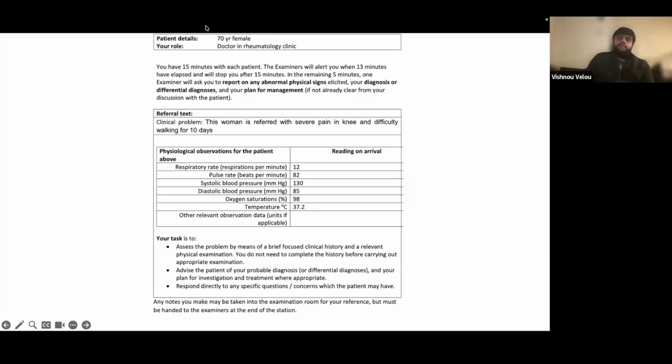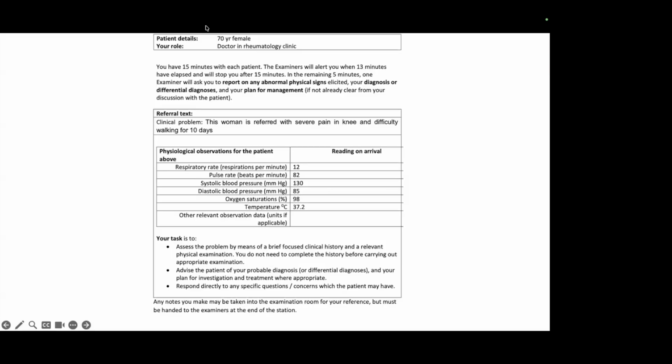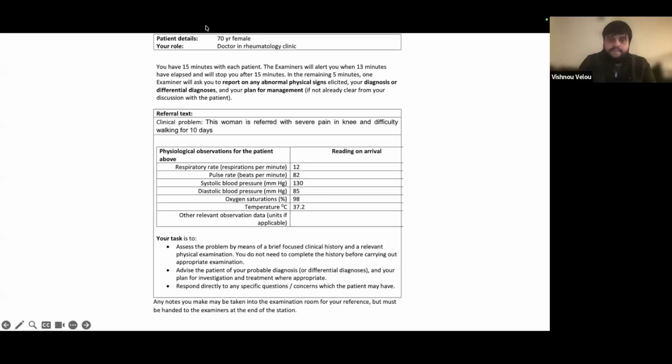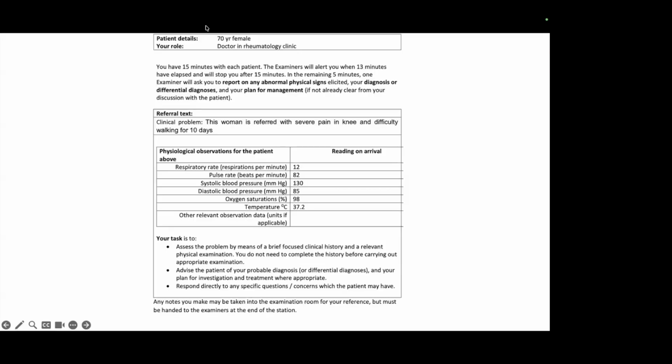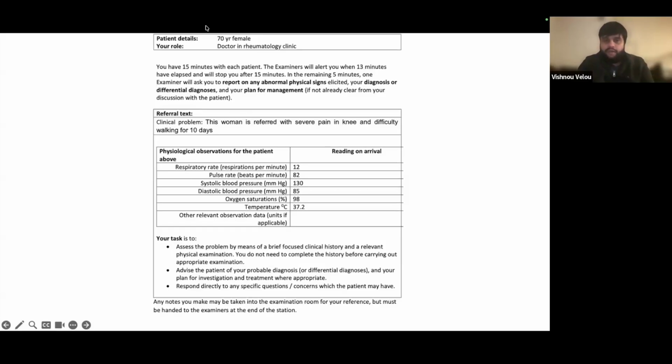I've got really terrible knee pain in my right knee. It started about 10 days ago, and it just came on all of a sudden. Is it only on one side or both sides? Just on my right side. It's just my right knee.